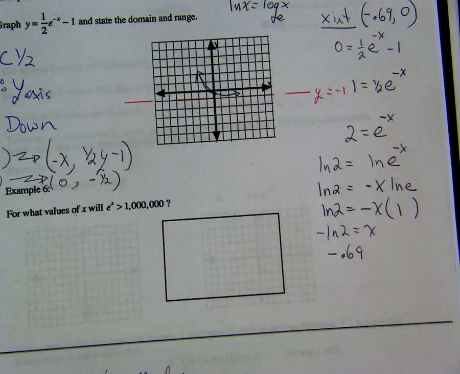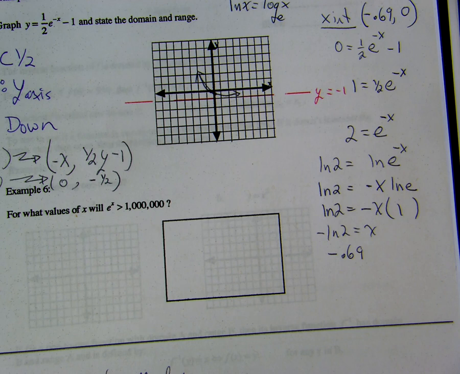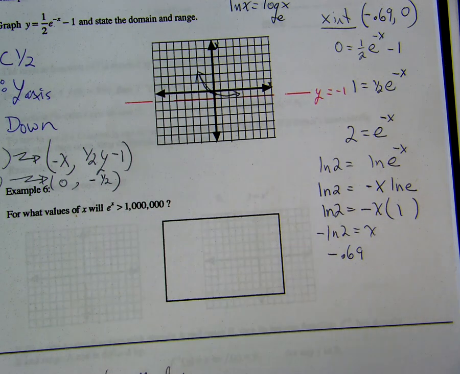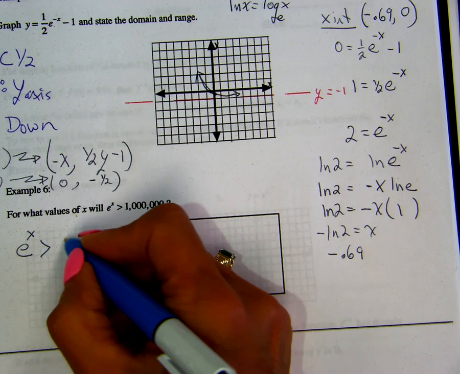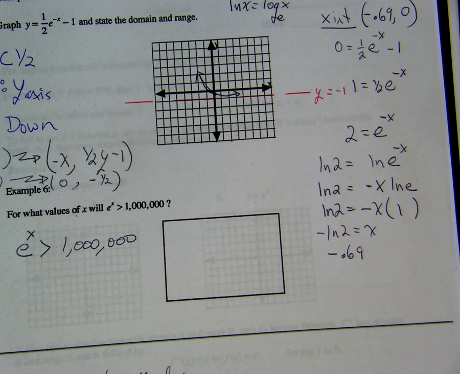Okay, for what values of x will e to the x be bigger than 1,000,000? As in, what power do I raise e to in order to get a number bigger than 1,000,000? How would I solve that? So e to the x bigger than 1,000,000. If that was 10 to the x, you'd know the answer to that, wouldn't you? What would it be? Yeah, 6. It'd have to be bigger than 6.